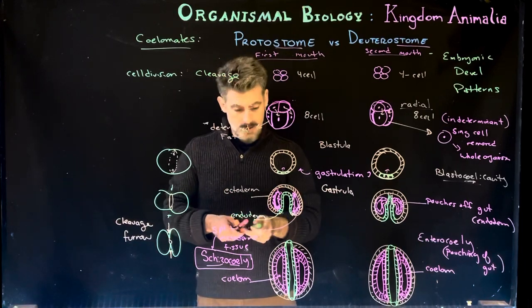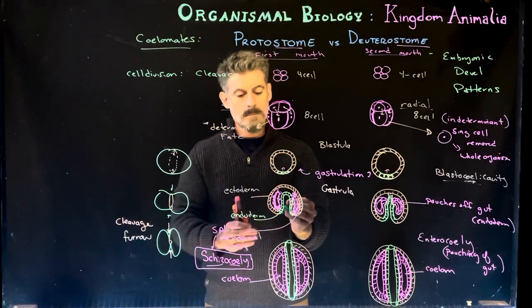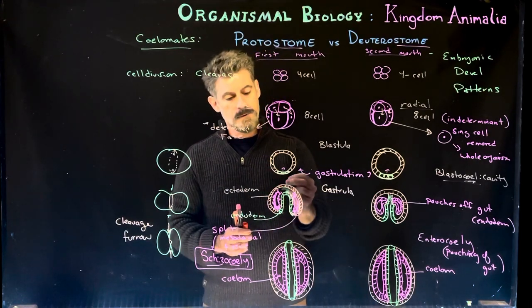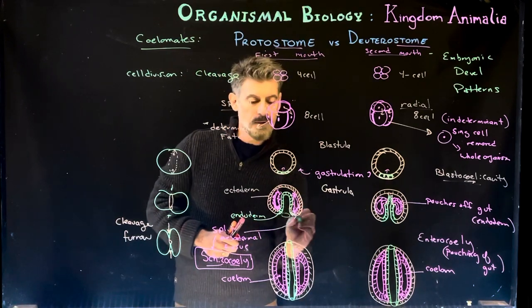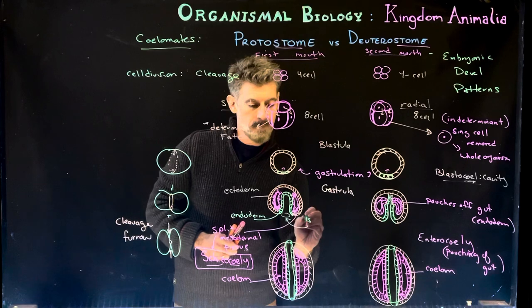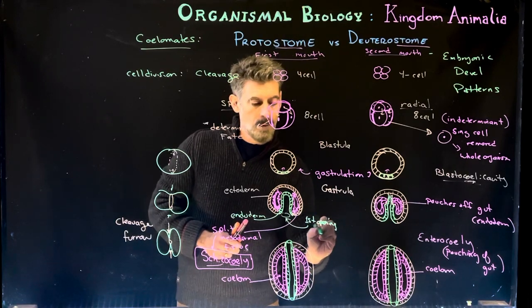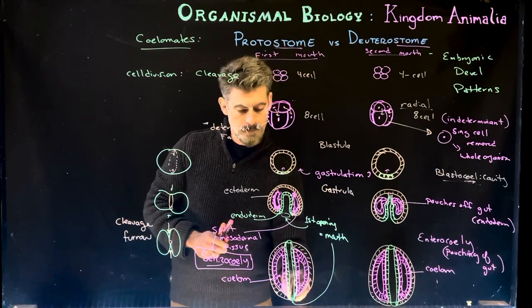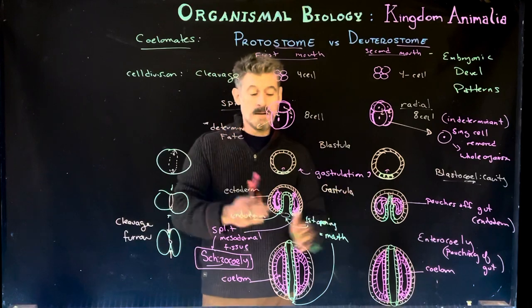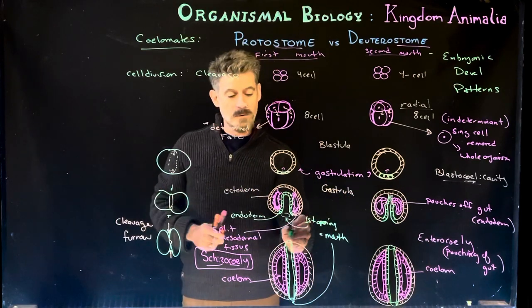When gastrulation occurs, and that inward movement of those endodermal cells that start to create a tube through the animal's body, this tube, this first opening, will become the mouth of the animal. So based on the way I oriented these drawings the whole time, this would be the mouth, and then this would be a tube, a complete digestive system running through the animal and its anus at the other end.